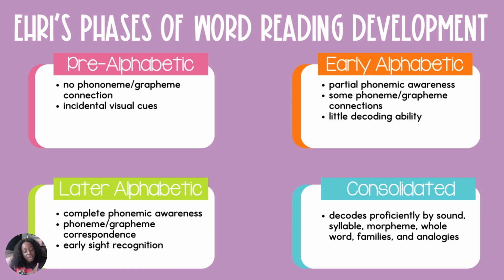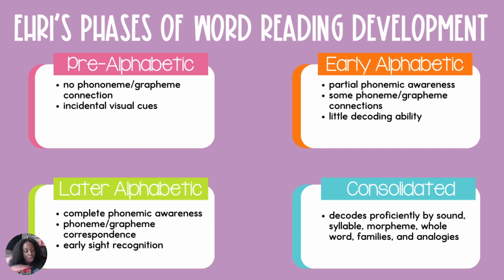Okay, first they're in the pre-alphabetic phase. That means that they don't have any phoneme-grapheme connection, and they're just using incidental visual cues. For example, they might see an S and say, "That's an S," or they're able to repeat the alphabet song back to you, but if you show them a card or something, they have no clue what it is.